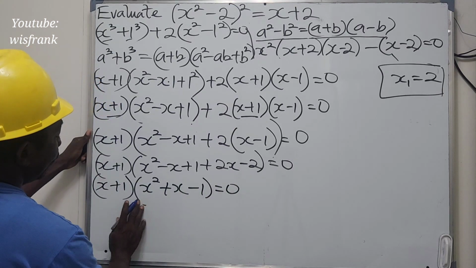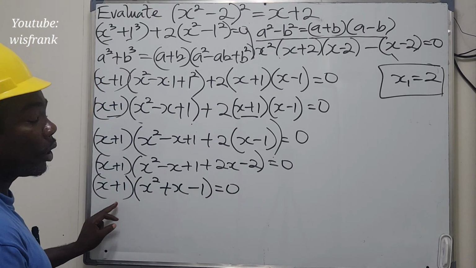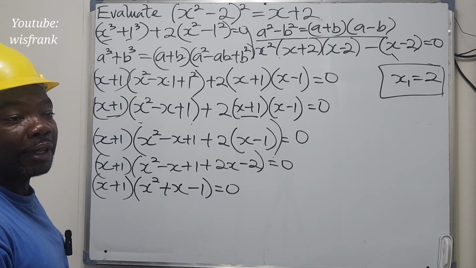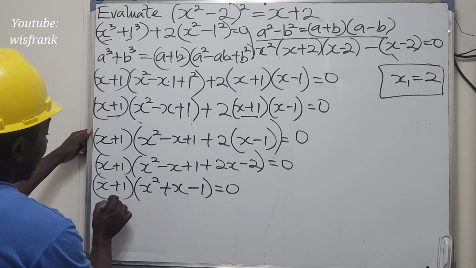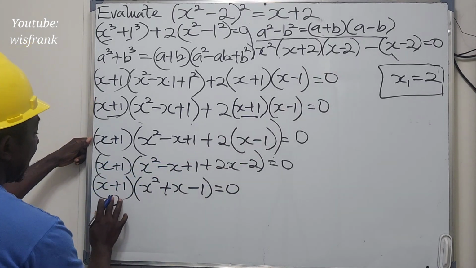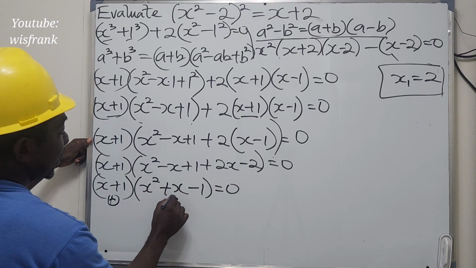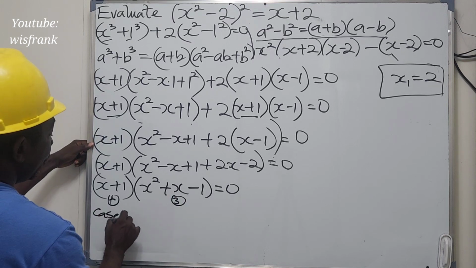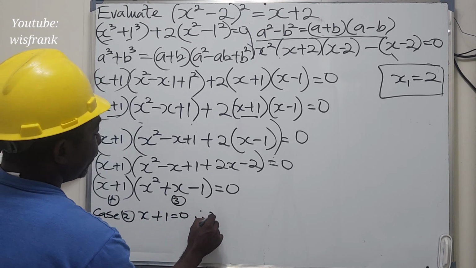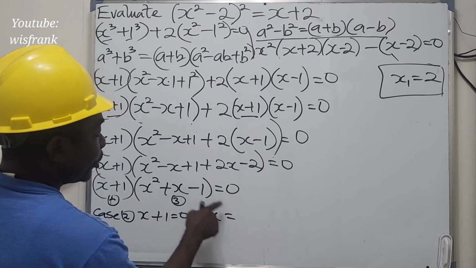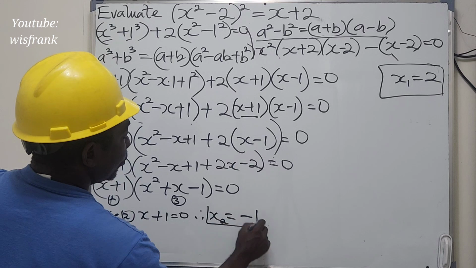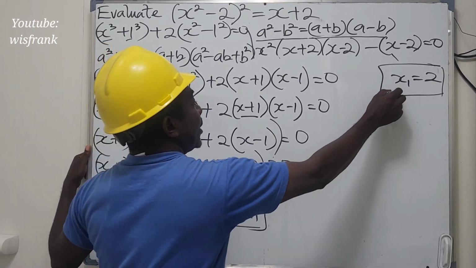We have two parentheses here. It is either the first one equals to 0 or the second one equals to 0. But we are going to solve it one after the other. Let's take this as case 1, and let's take this as case 2, and let's take this as case 3. So for case 2, we have that x plus 1 equals to 0. Therefore, x will be equal to, when 1 transposes to the other side, it becomes minus 1. So this is the value of x2 that we have, because we have x1 here.